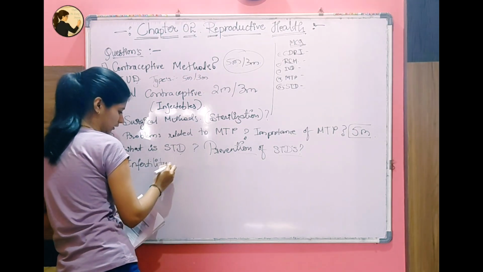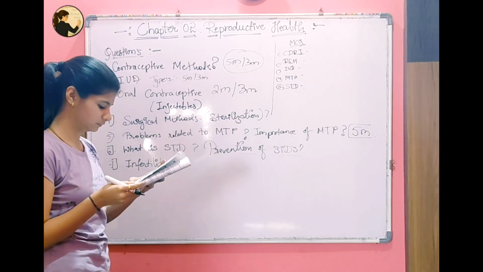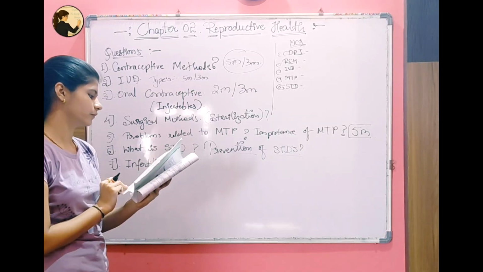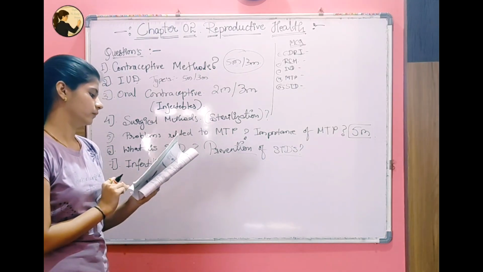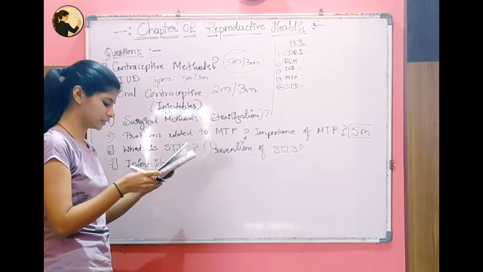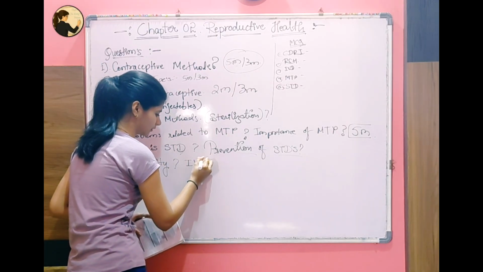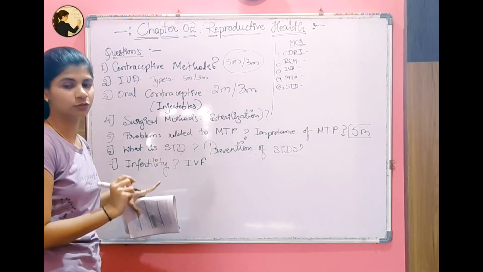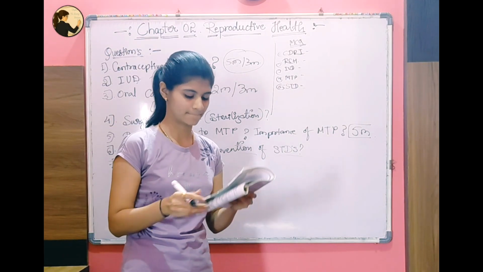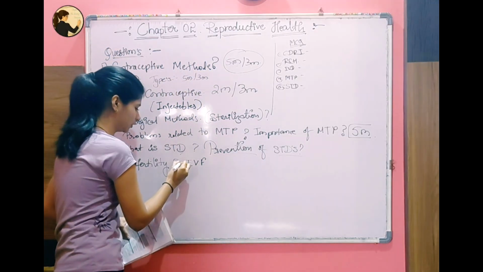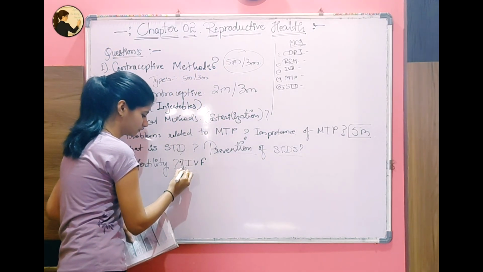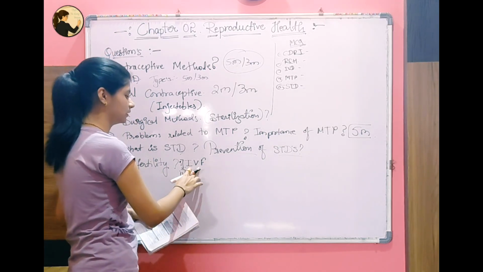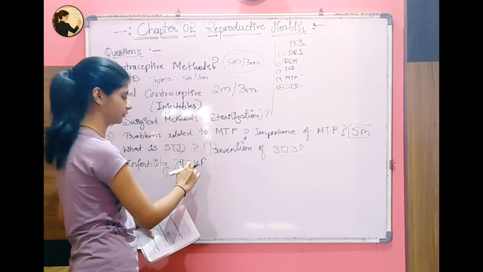About infertility. Now, what is infertility? There are really many types, and they are really very, very easy. There are only 4 types of infertility, plus 2, that is 6. If they ask you what is infertility, you write the definition with an example. Then the first question will be of IVF. What is IVF? That is in vitro fertilization. You have to write the definition of IVF with this full form.